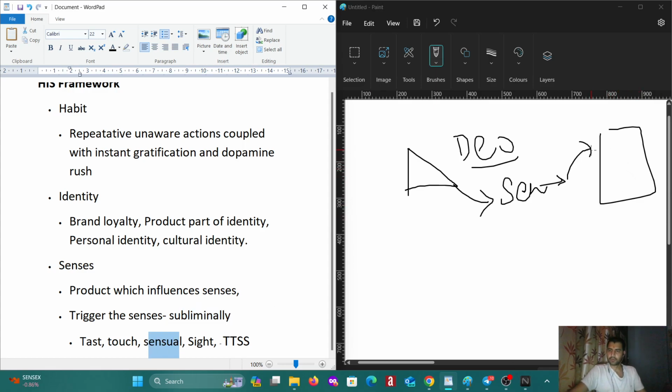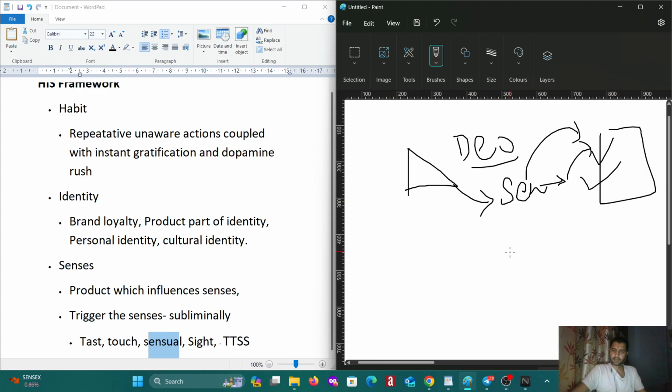Now, you purchase the product, and if the product is good, which means the smell, the taste, the touch is good, then you'll buy it. And if you do it more often, if the product is good, the sensuality has created an urge to pick it, and due to advertisement and all those things, you will buy it.